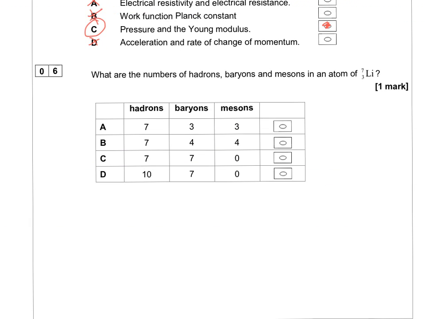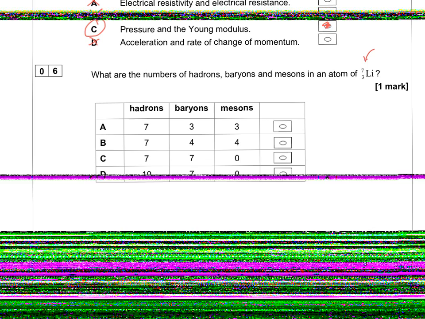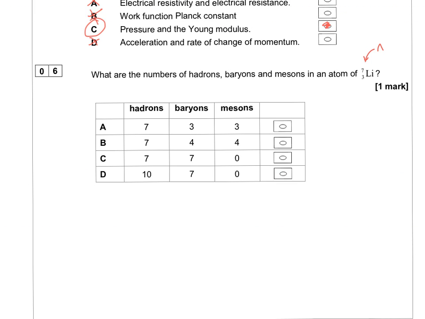So, what are the number of hadrons, baryons, and mesons in an atom of 7,3 lithium? Remember that the number on the top line is the nucleon number, your A, and on the bottom line is your proton number, your Z. So it has only neutrons and protons, which are both baryons, so it's not got any mesons, so straight away we can eliminate these two, which claim it has mesons.